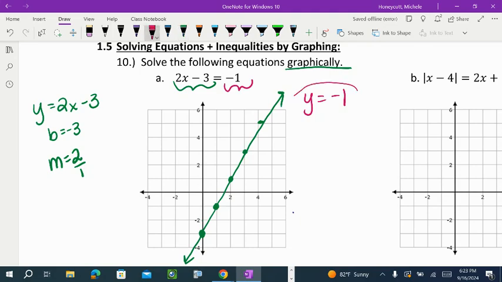Now I'm going to graph y equals negative 1, which is the constant function where all the y values are negative 1, which is this line right here. I see that the two lines meet right here at the point 1, negative 1. But remember that your solution is only the x value where those two lines intersect. So my answer to this problem is that x equals 1.